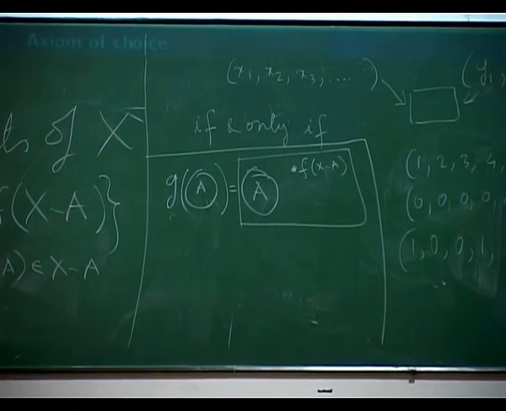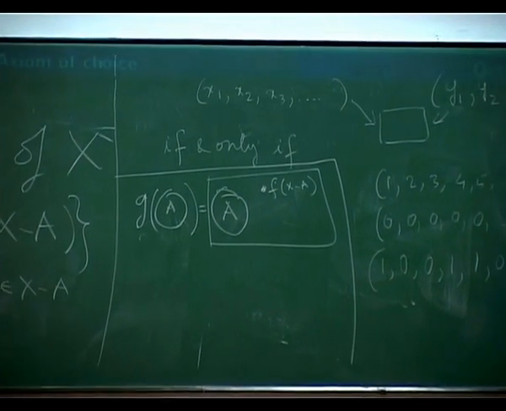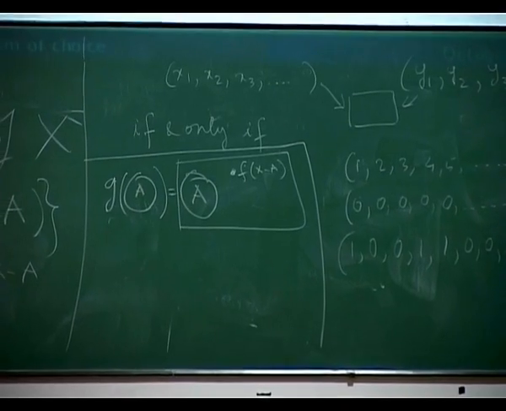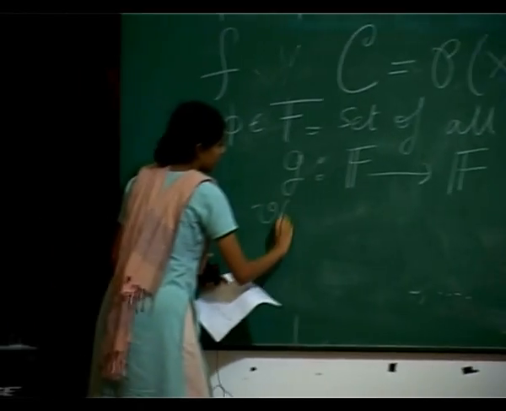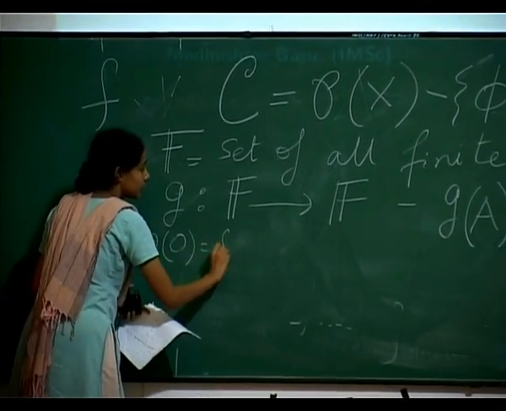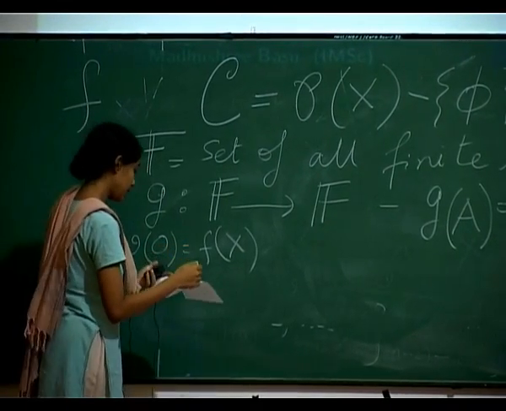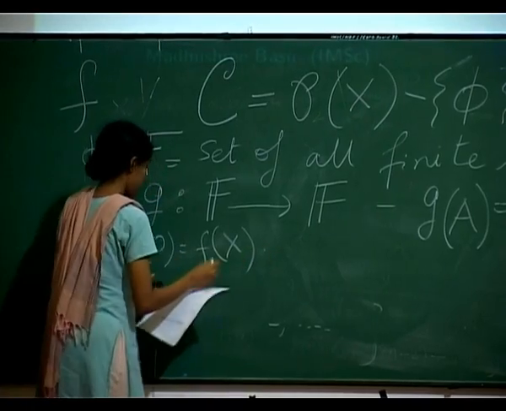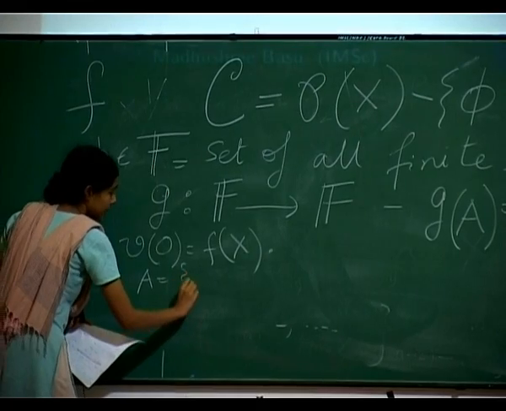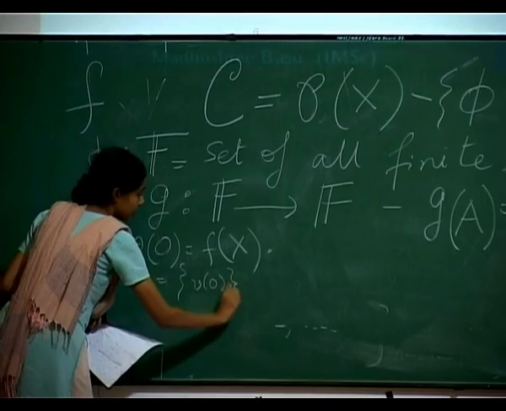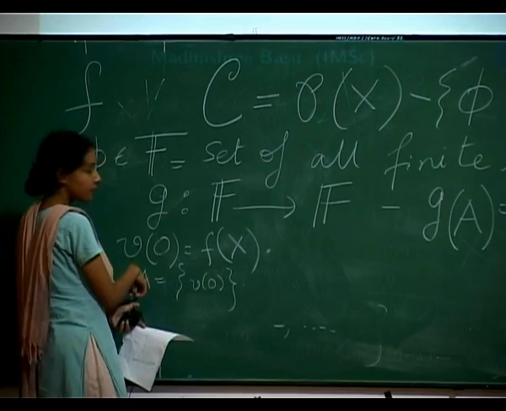This is what G is. Okay, so now I want to define a bijection called V. So I define my V like this. First, V0 I define as F of the whole set. Then I take one singleton set, that is one finite set V0, and I see what is G of this finite set.